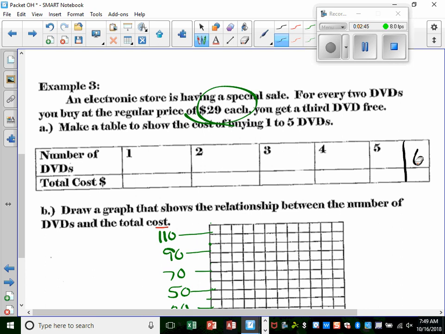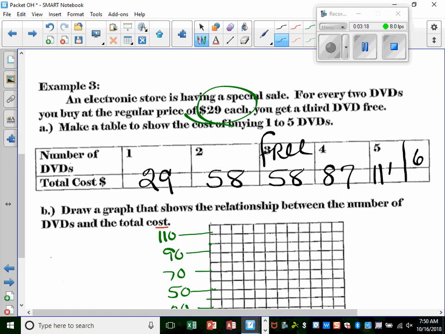All right. So if I buy 1 DVD, obviously that'll be $29. If I buy 2, 2 times 29 will give me 58, and then I get the third one free. So this is my free one, so the price is not going to change. Now, if I get another one, I'm going to add 29 and 58. That's going to give me 87. If I buy another one, I'm going to add 29. That's going to give me 116. And then here I go again. I get the third one free. So that will be 116.